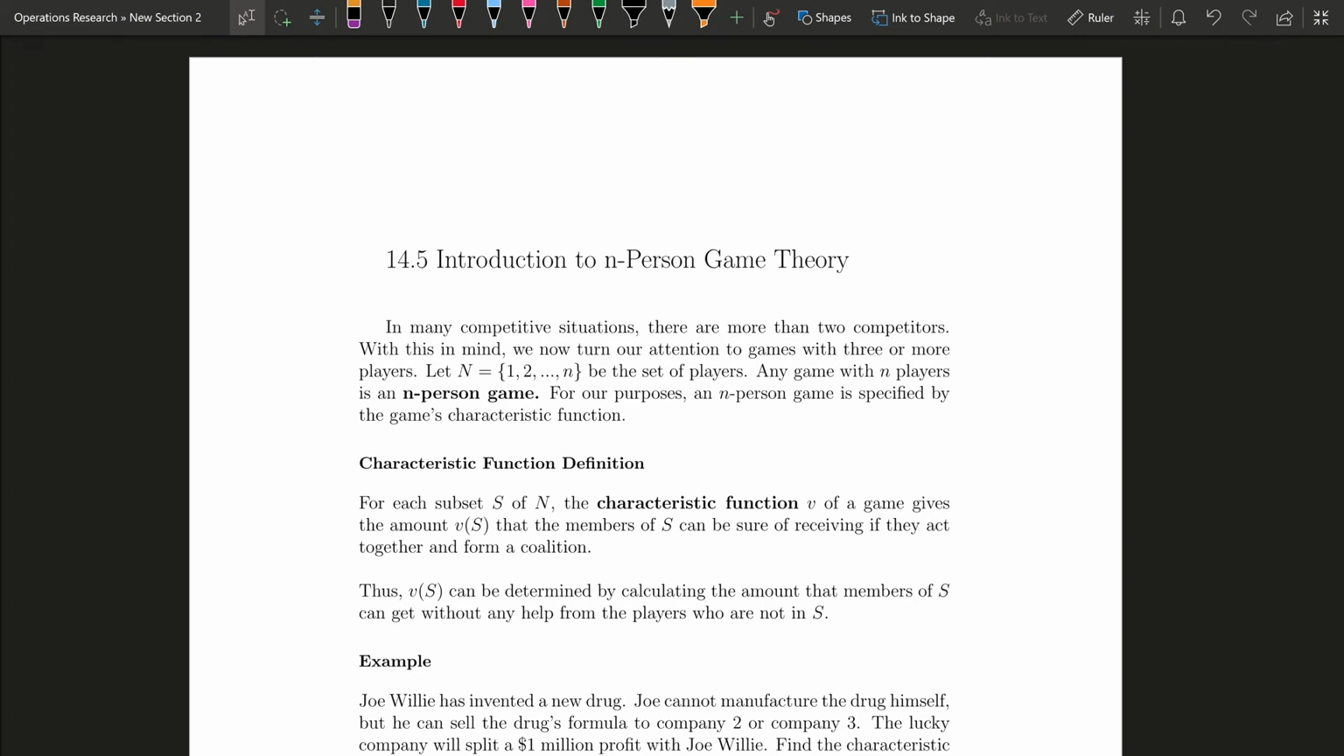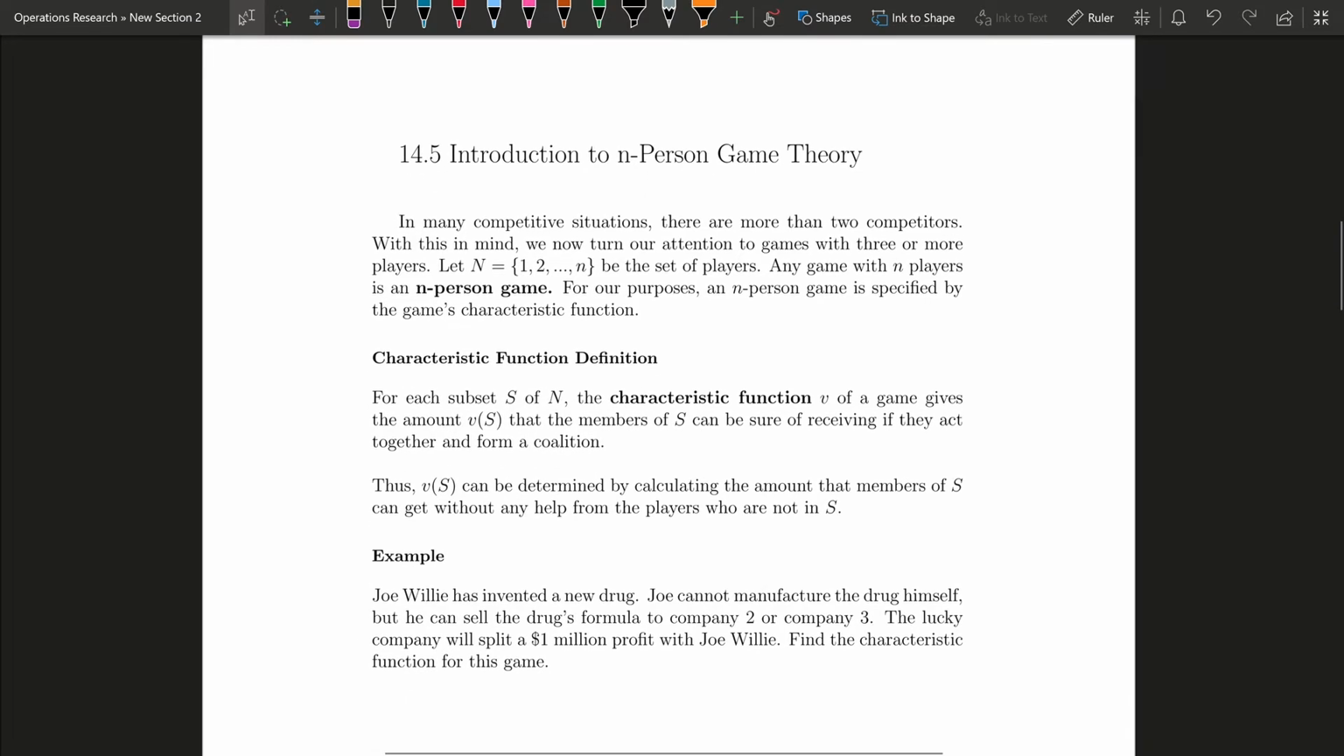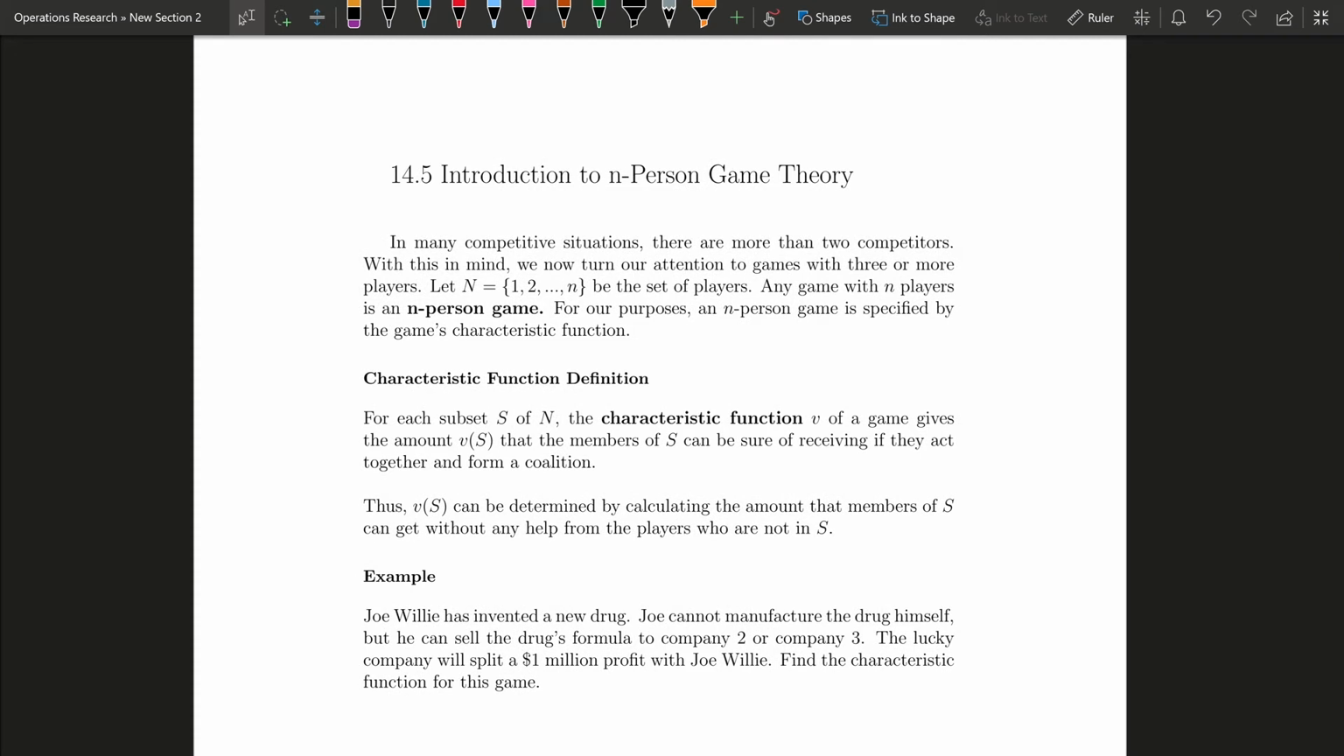Okay, so we've got section 14.5 here in the game theory chapter, which is Introduction to N-Person Game Theory. So we are talking about basically any game now where rather than having two players, there are going to be three or more players. If you think about this, it's like any game like Scrabble you could be playing where there's three people, four people. It could be multiple businesses in a specific industry all competing for superiority, in just any game in general with three or more players.